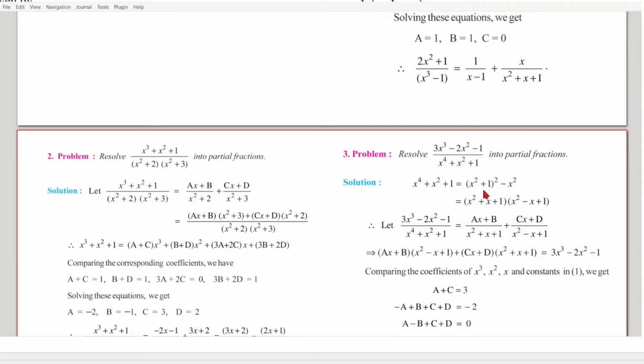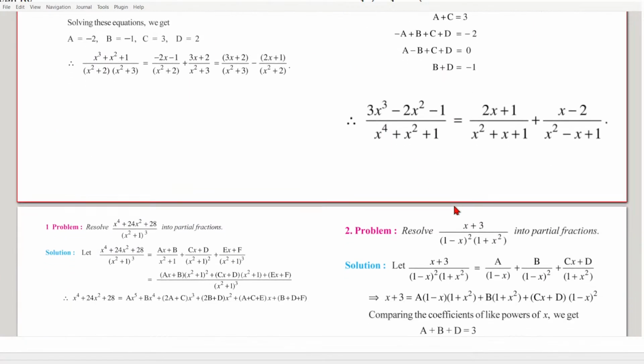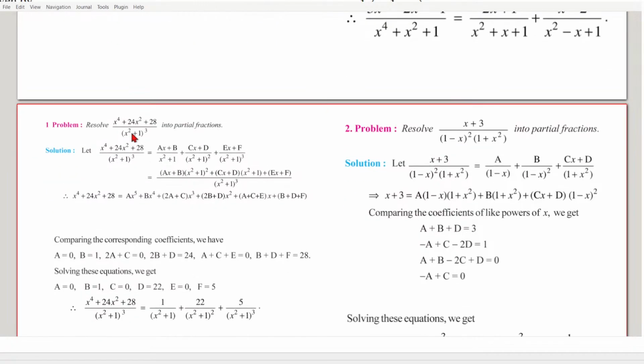We cannot break this further because these are again complex roots only. That's why this one we are writing as some ax plus b by this plus cx plus d by this. Again, compare coefficients and figure out. Now here, x square plus 1, you cannot break it further. What do you do? x square plus 1, x square plus 1 whole square, x square plus 1 whole cube. Understood? Okay, this one, how will you write?